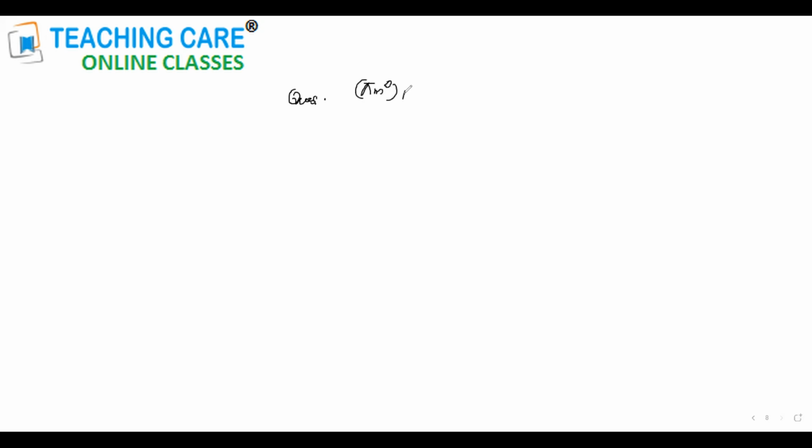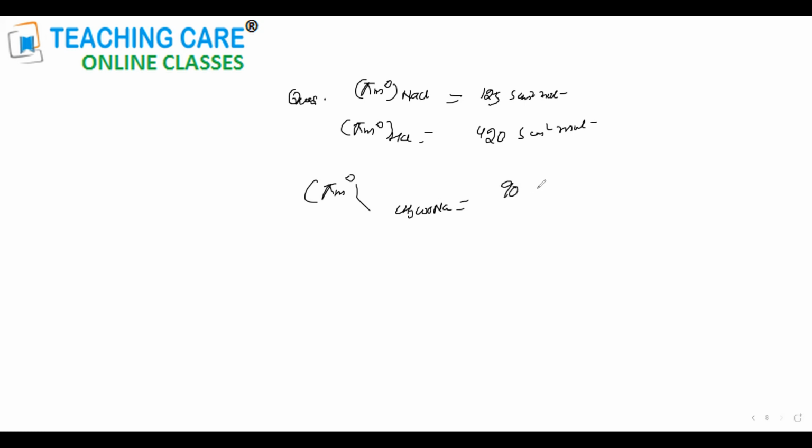The molar conductivity of CH3COOH at infinite dilution. This strong electrolyte NaCl is given as 125 Siemens centimeter square mole inverse, and molar conductivity of HCl is given as 420 Siemens centimeter square mole inverse, and molar conductivity of CH3COONa, that is sodium acetate, is given as 90 Siemens centimeter square mole inverse. So we have to find the molar conductivity of CH3COOH because it is a weak acid, and the others are strong electrolytes. Okay, got it?